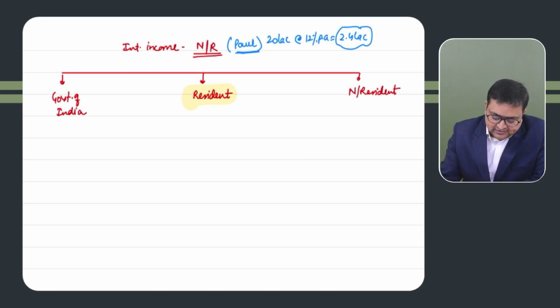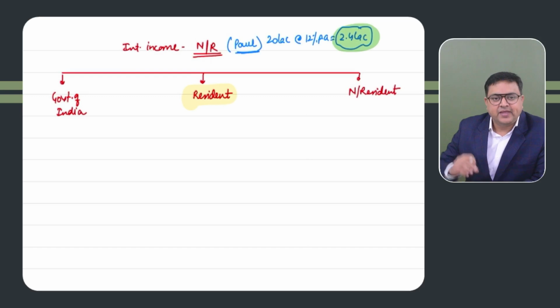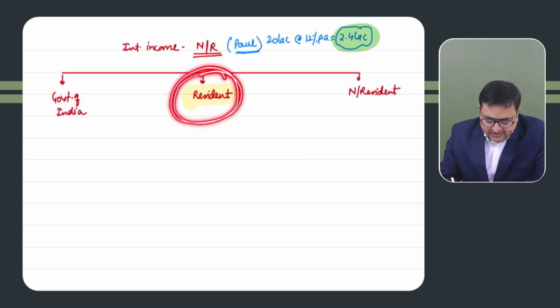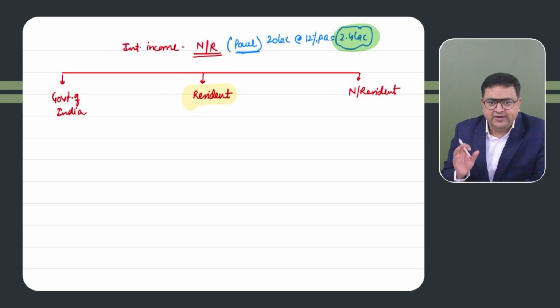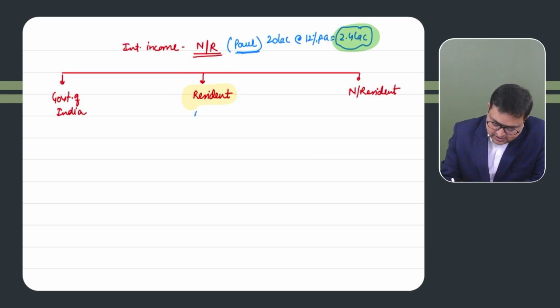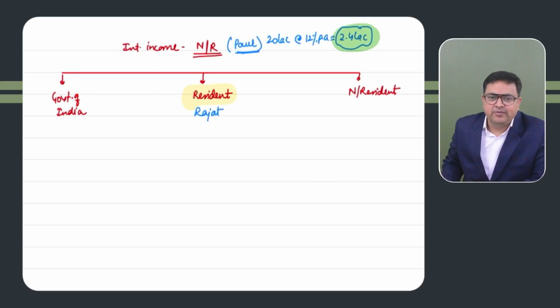So now the subject matter, guys, is whether this 2.4 lakh is taxable in the hands of Paul or not. Paul is a non-resident, right? And he is getting an interest income. From where he is getting, let us take this example, he is getting from a resident. Let's say I have taken this money on loan from him. So I'm here, Rajat. I'm a resident. I have taken a loan from him and I'm paying him 2.4 lakh rupees.